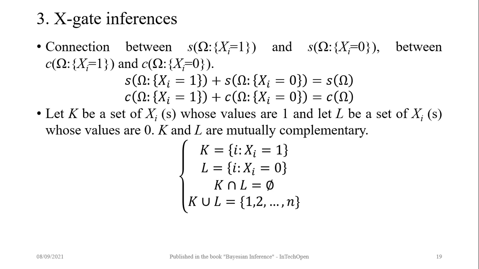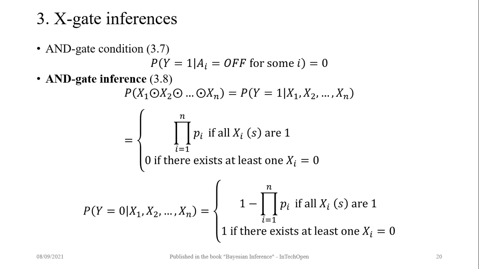Let K be the set of Si whose values are 1 and L be the set of Si whose values are 0. K and L are mutually complementary. The aggregate condition is specified by equation 3.7: the probability of Y=1 given Ai for some i equals 0. The following equation 3.8 specifies the aggregate inference.